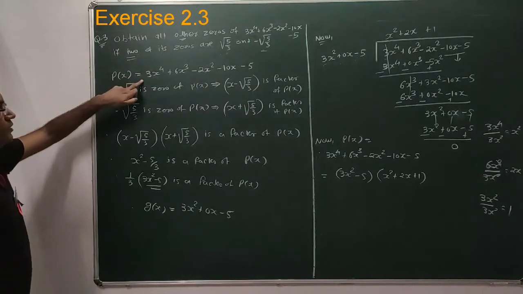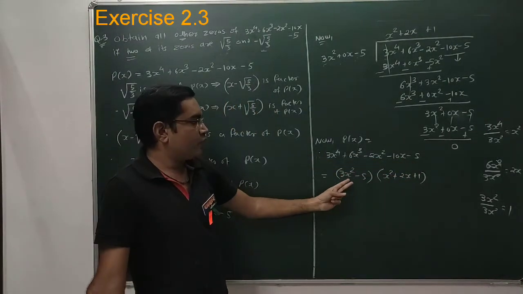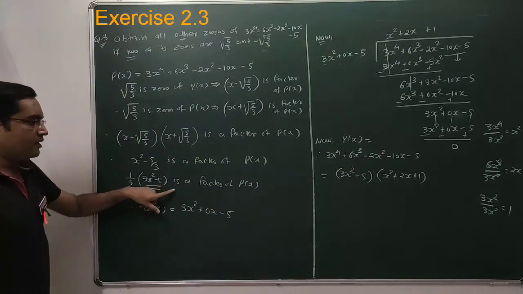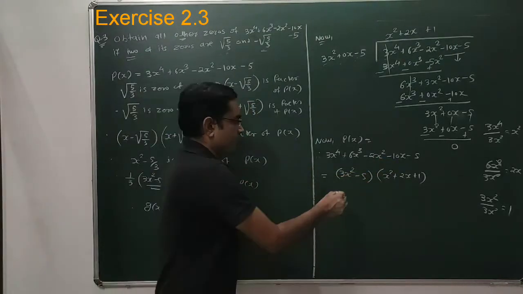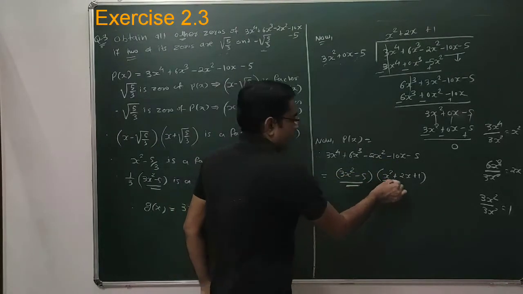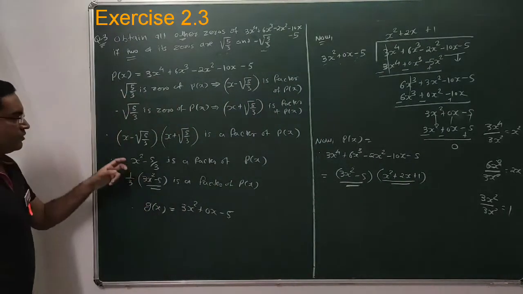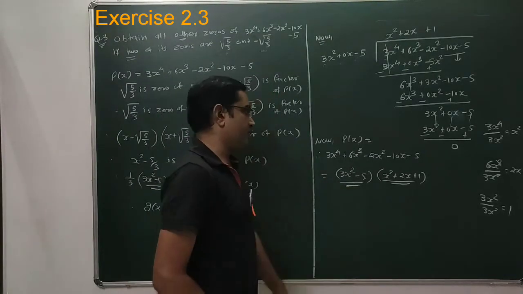Here the polynomial p of x is equal to this polynomial, and one of its factors is 3x square minus 5, which we already proved is a factor of this polynomial. So after the factorization, we are getting this factor, and this is the other factor of the polynomial. From the factor 3x square minus 5, we are having two zeros. Now from this other factor we will get the remaining zeros.